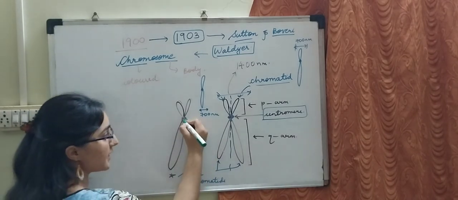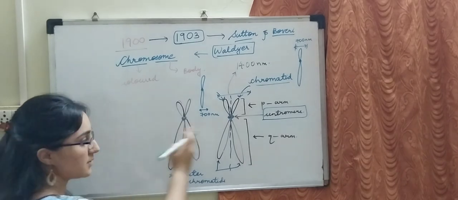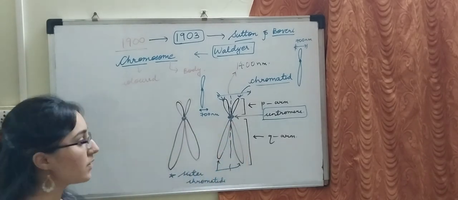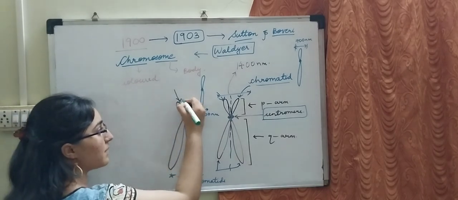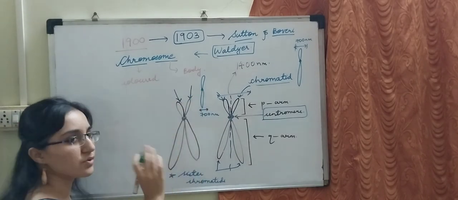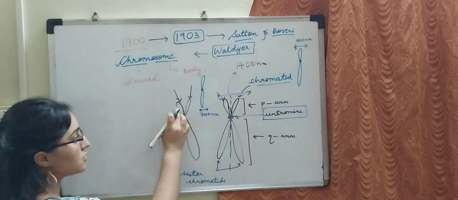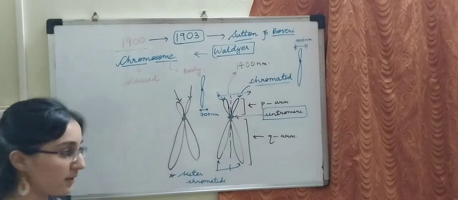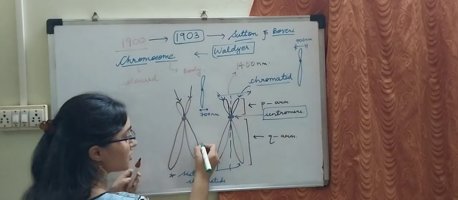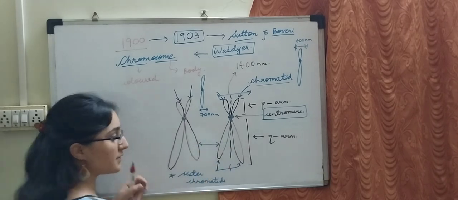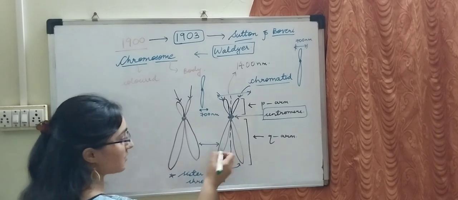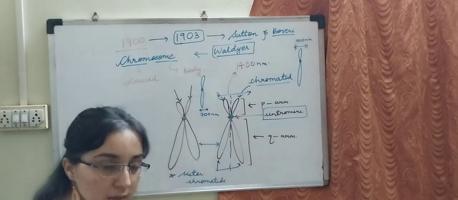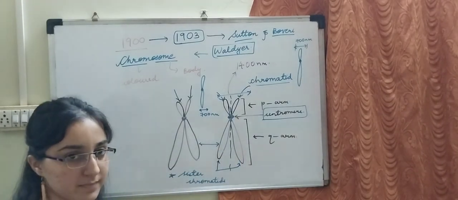So if I say this is also a second chromosome, and this is the first chromosome which we were speaking about. If these two are sister chromatids, then these two will also be sister chromatids together. But what about the relation of this strand with this strand? This strand and this strand are known as non-sister chromatids.